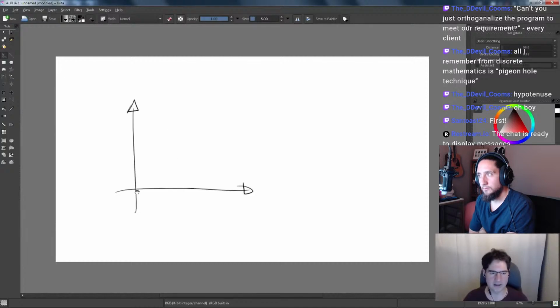So all right, here's my coordinate system again. This is the origin of our coordinate system with the 0, 0, let's say. This is our x-axis, our y-axis.